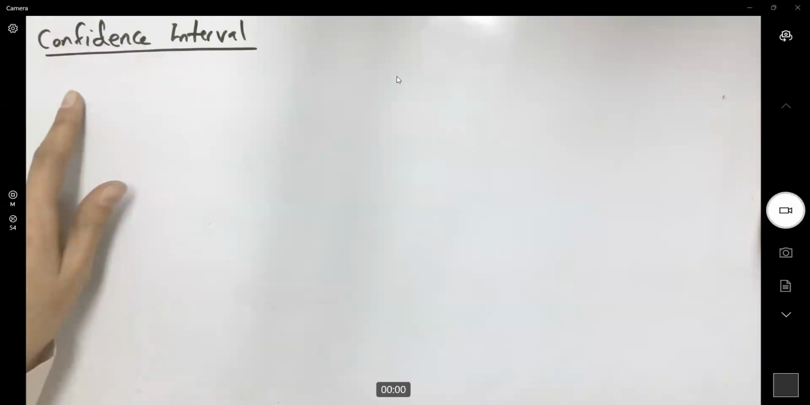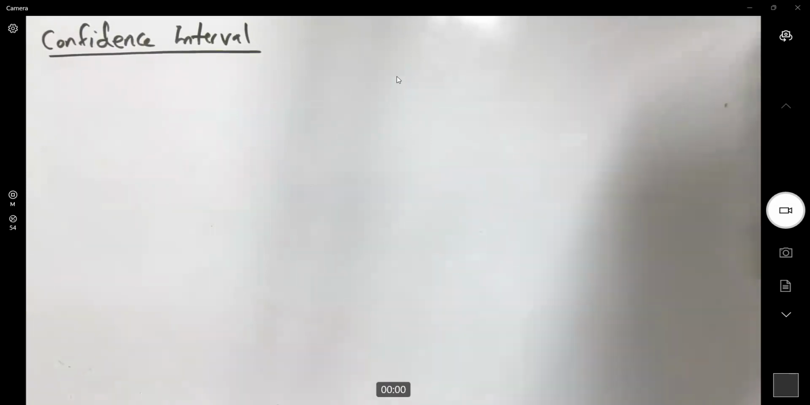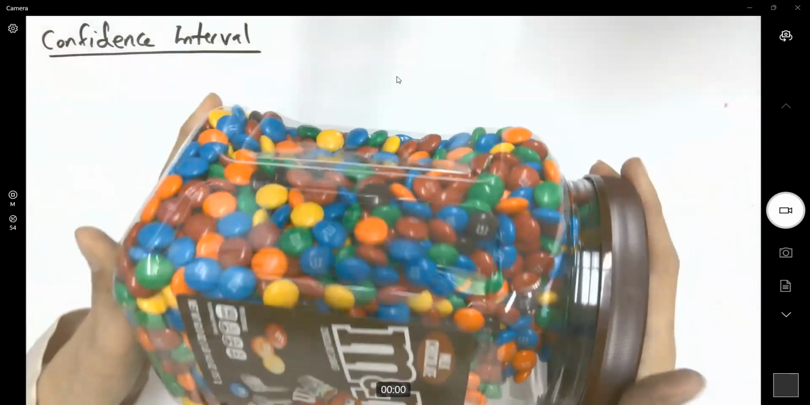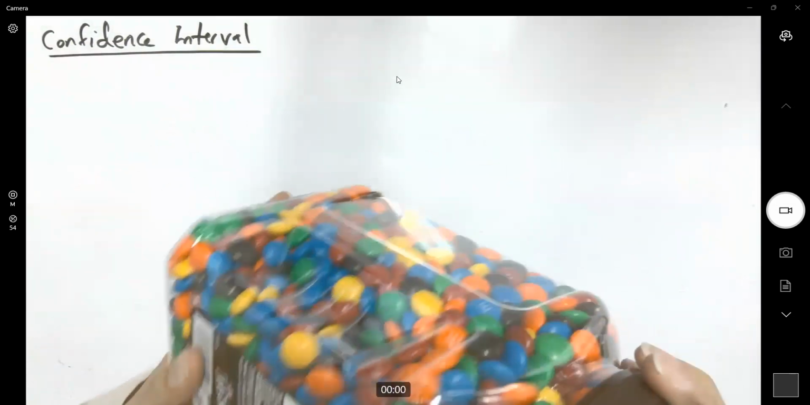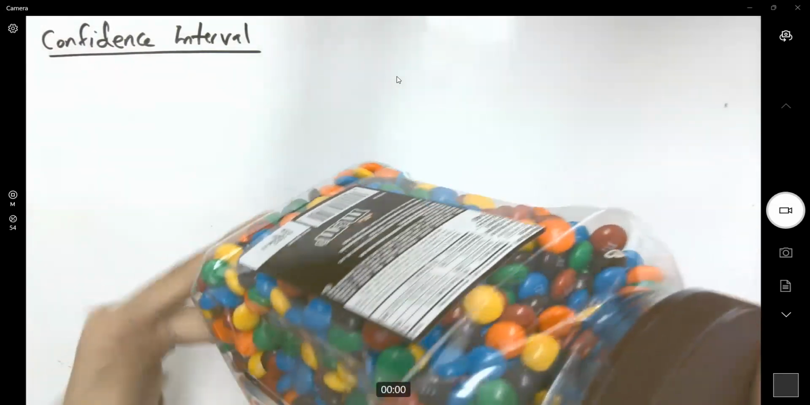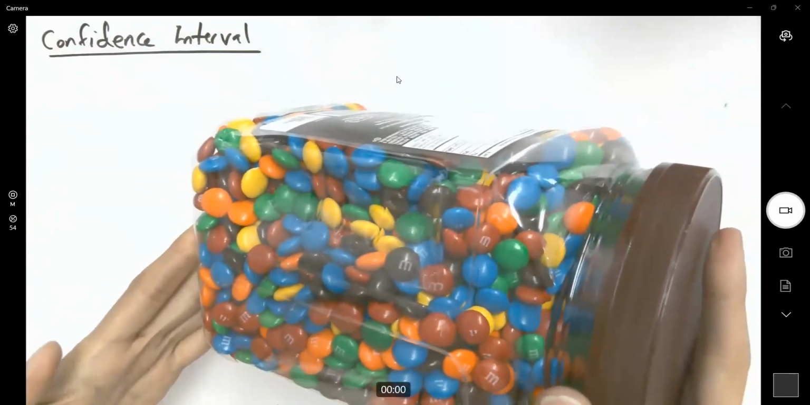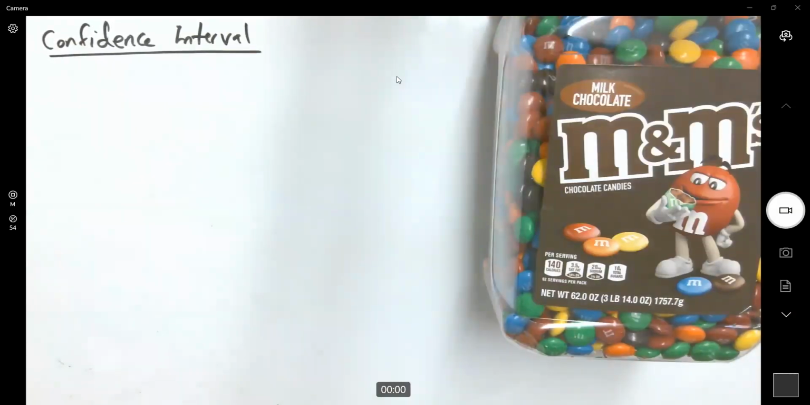So in today's lecture, we're going to talk about the confidence interval. What do we mean by confidence interval? Suppose I have this big bag of M&Ms, and I'm interested in knowing what proportion of M&Ms in this big bag are blue. This is the question that I want to answer.